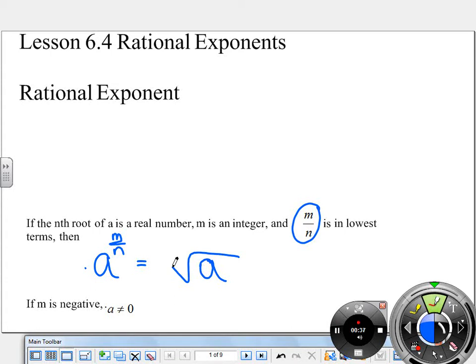M, just like an exponent normally, is still an exponent, and it could be inside the radical, or it could be outside the radical. And n is representative of the index of the root that you are taking. So when you see a fraction exponent, this is what it actually means. The calculations that you're doing are related to radicals and roots.